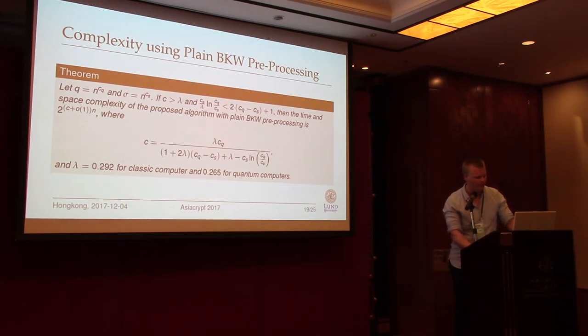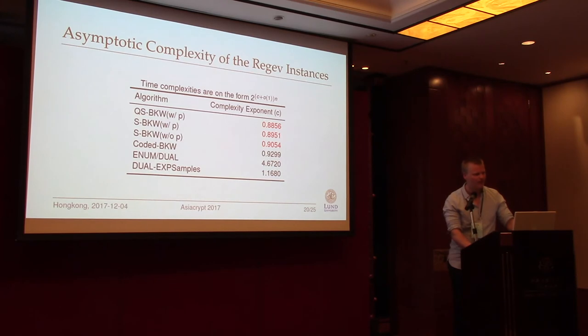Then we have another theorem when we use pre-processing with plain BKW steps. So with the same setting as before, if also c is bigger than lambda for this expression c here, and this other condition is also fulfilled, then the time and space complexity is 2 to the power of cn, where c is this expression, and lambda is the same constant as before. So for the regular instances, this means that we have some improvements compared to the previous state-of-the-art expressions. If we use coded BKW with sieving without pre-processing, we go down to 0.9054. If we use pre-processing, we get 0.8951. And then if we use pre-processing and also have access to quantum computers, we get 0.8856.